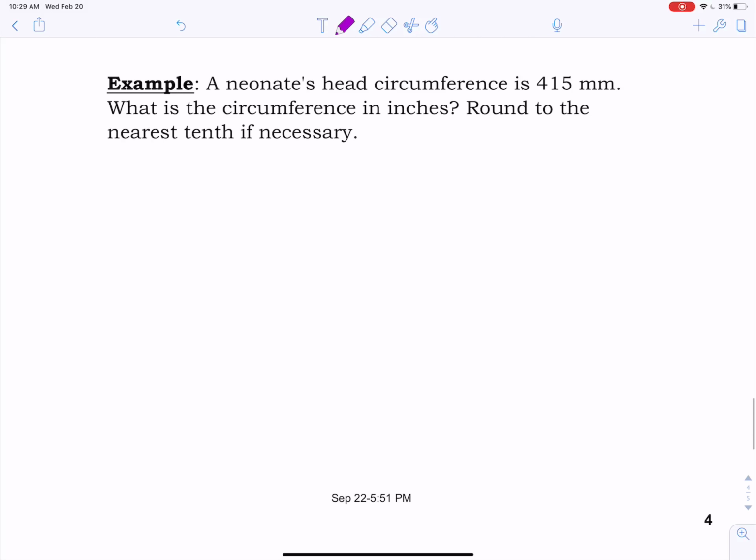If we keep going, we have another example. It says a neonate's head circumference is 415 millimeters. We want to find the circumference in inches. Now remember, to get from the metric system to the US system, or our household system, we know that there's 2.54 centimeters in 1 inch. So the first thing I'm going to do is go from millimeters to centimeters. Then, once I'm at centimeters, I can go to inches.